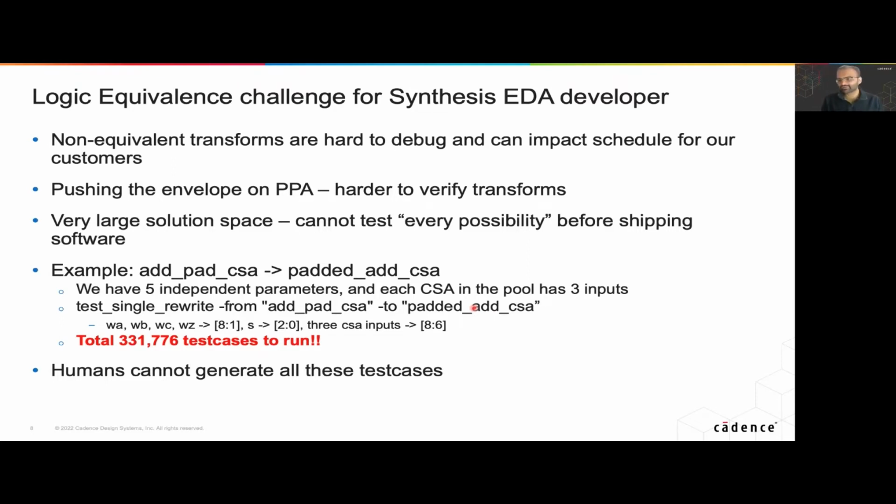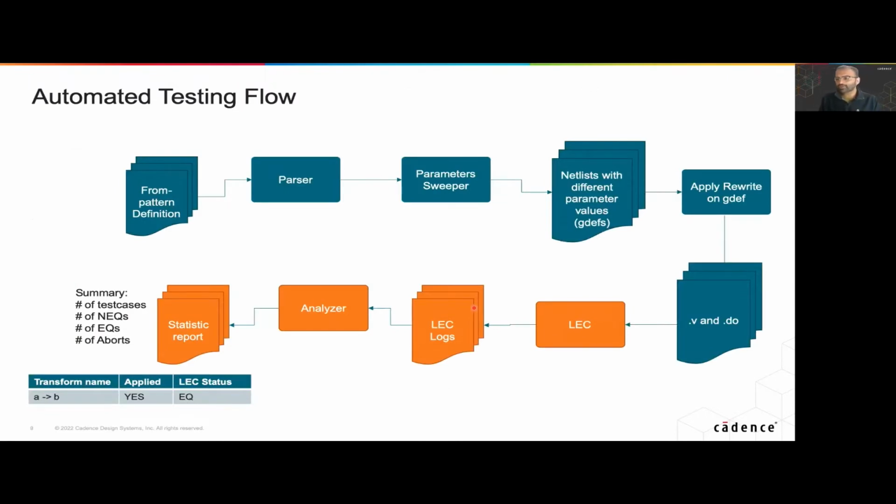So here's an example, right? We have this transform which takes an adder, which is padded, and feeds into a CSA, and we convert it into a padded adder, which feeds into a CSA. It's a very simple optimization. So the whole idea is that we're trying to improve timing using this. But there are these 5 independent parameters in this one single optimization. And once you look at all the parameters and all the inputs, the solution space explodes, right? So there can be 331,000 different test cases to run if you want to be sure that you are clean across the board. And that's very hard. No human can generate all these test cases. So what we think is the right way to do is to kind of build more of this testing into the software itself. So we call this an automated testing framework.